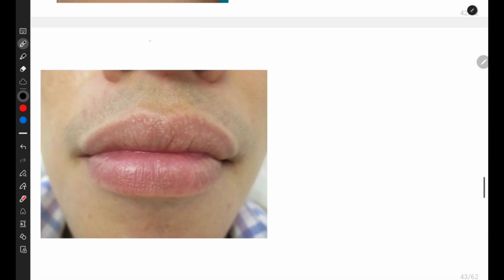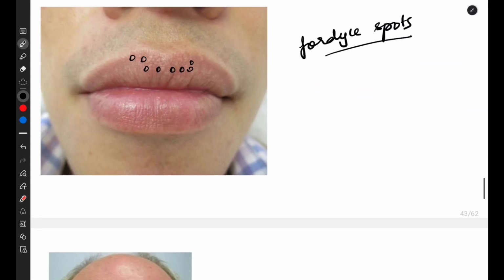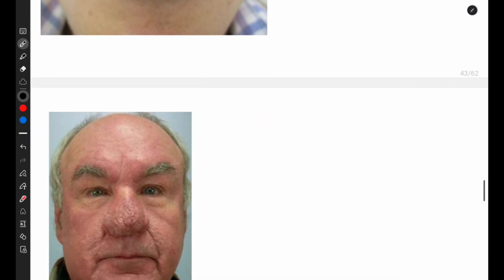Then now coming to sebaceous glands. Usually sebaceous glands are not present over the lips. If they are present, they're called Fordyce spots. These actually don't require any treatment. If it is cosmetically affecting, then we can go for laser excision or something like that.